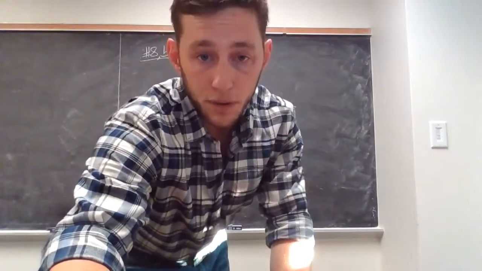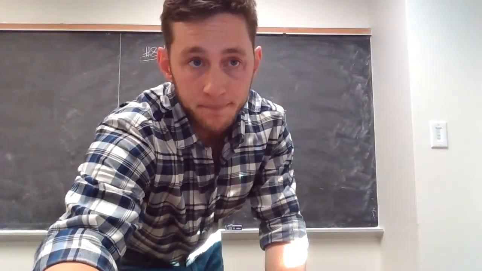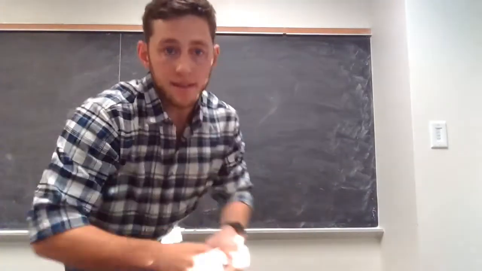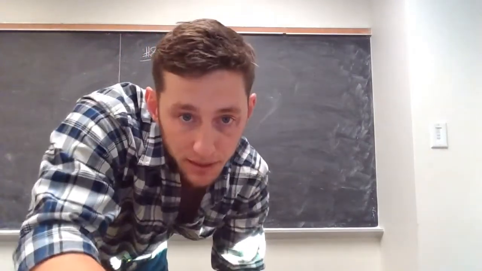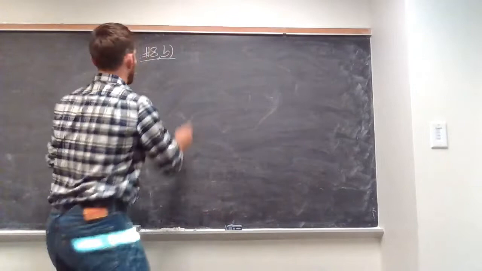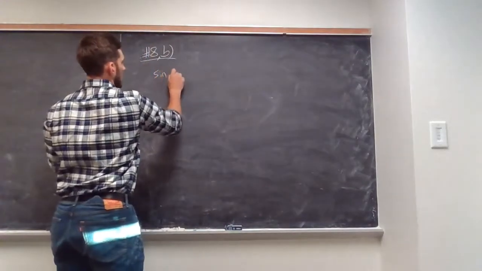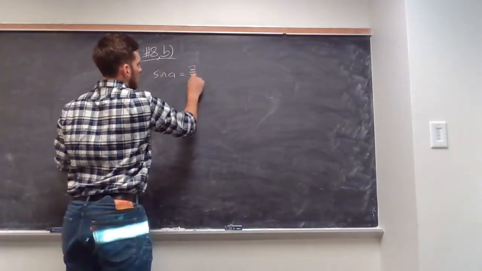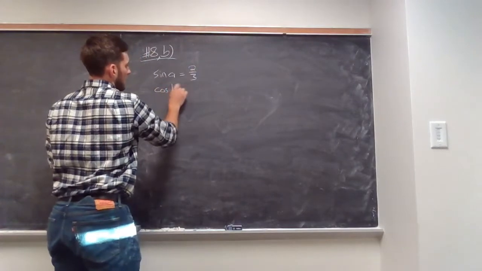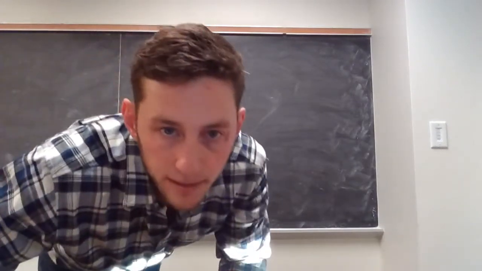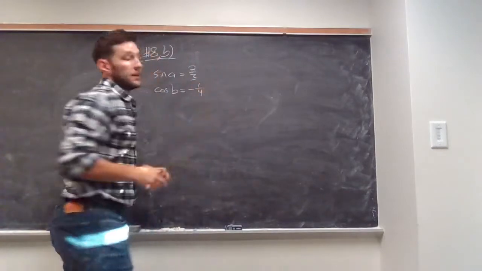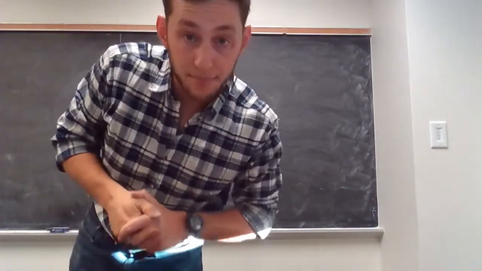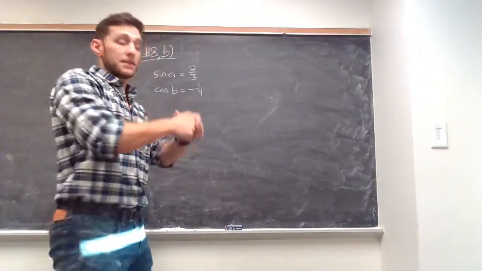All right, if we're looking at number 8, part B, this gives you some information about A and our cosine of A and cosine of B. So sine of A is 2/3. Cosine of B is going to be negative 1/4. And now importantly, it says both A and B are in quadrant 2.